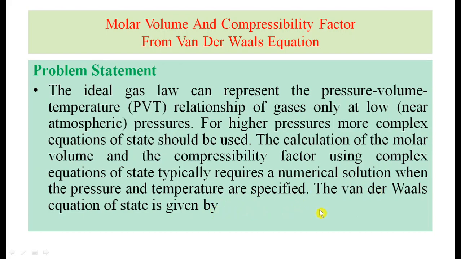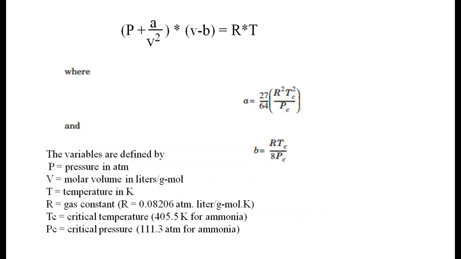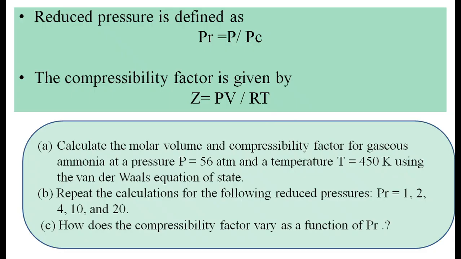Here it is given that the van der Waals equation of state is (P + A/V²)(V − B) = RT, where A and B are constants and the rest of the variables are described here. We are also given the reduced pressure, which equals P by PC, where PC is the critical pressure, and we have to find the compressibility factor, which is given by Z = PV/RT.